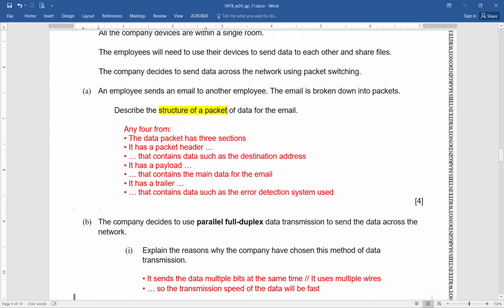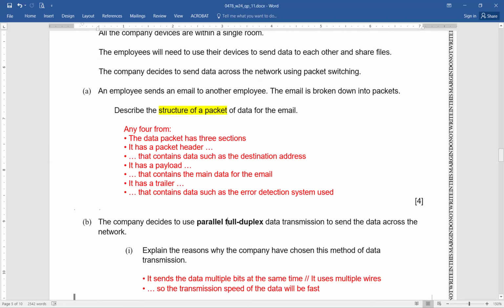And definitely, since several bits are transmitted at the same time, the transmission will be very fast. More space is available, more wires are available, so it means more bits can travel at the same time. Okay? So that will definitely give you some marks.